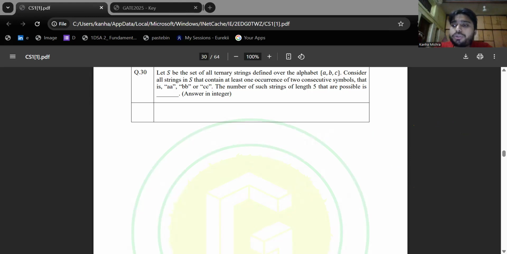So the total strings will be 243, 3 to the power 5, minus 48, which is equal to 195. So that is our answer. We calculated the total strings and subtracted those strings with no two adjacent characters the same. So we got the strings with at least one pair of adjacent characters.